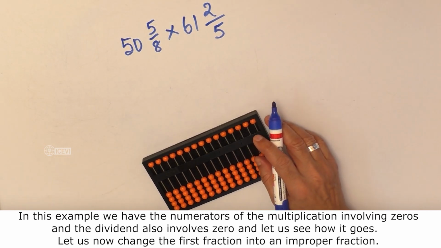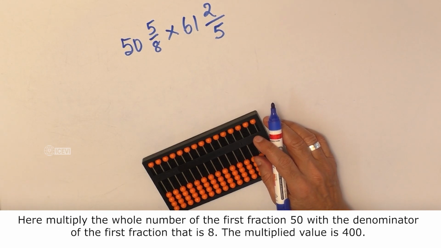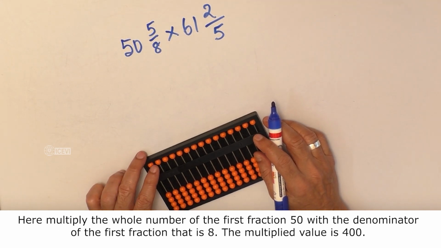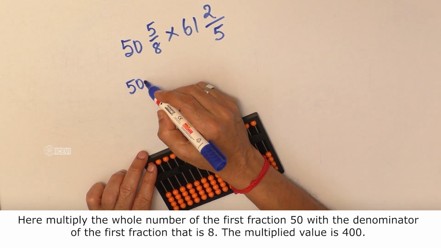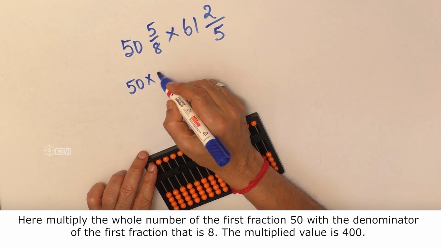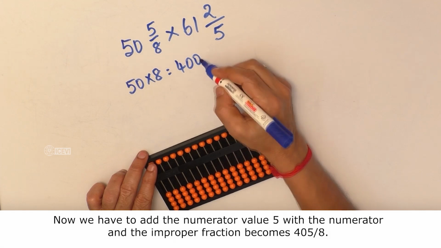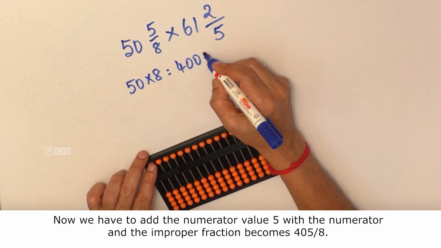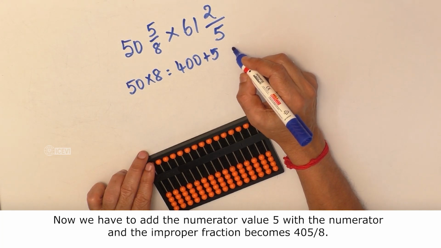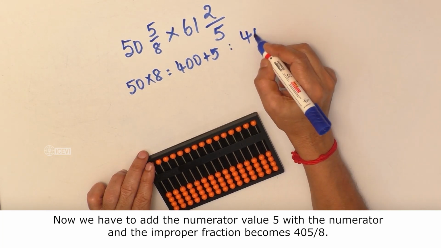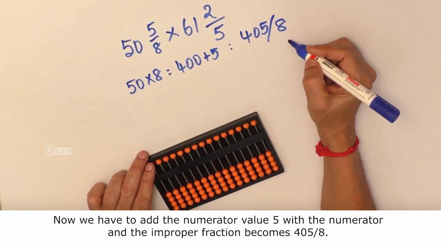Let us now change the first fraction into an improper fraction. Here, multiply the whole number of the first fraction 50 with the denominator of the first fraction, that is 8. The multiplied value is 400. Now we have to add the numerator value 5 with this number, and the improper fraction becomes 405 as the numerator and 8 as the denominator.